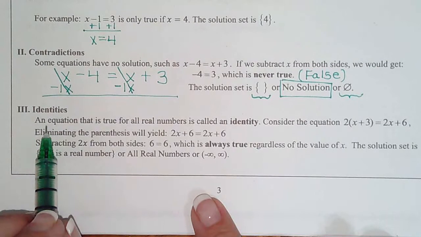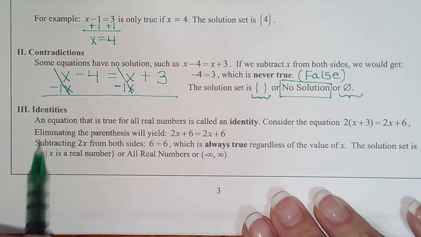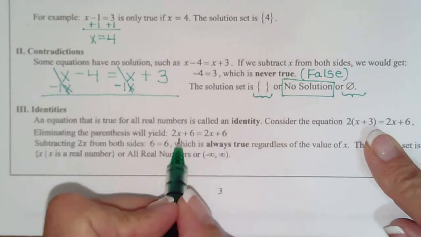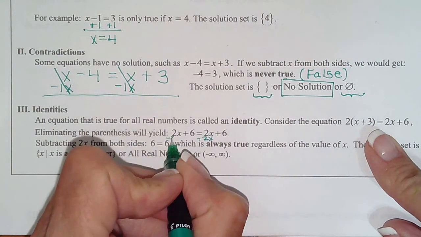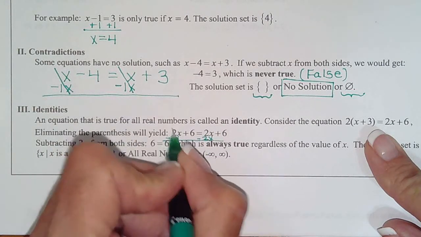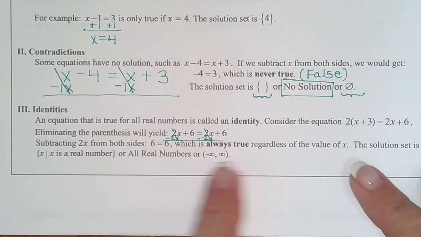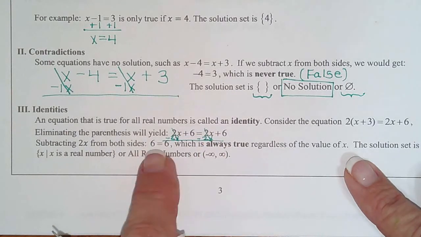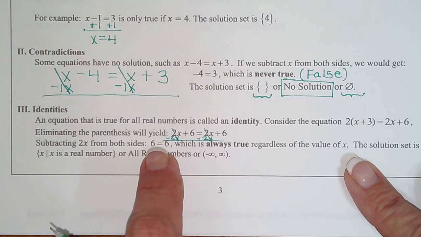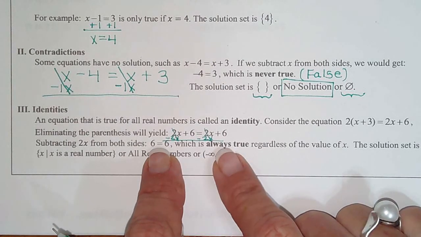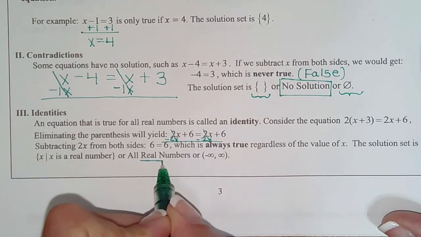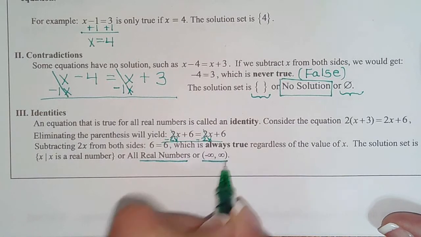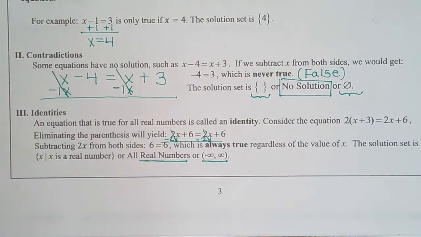And then the third type that we're going to see is, okay, so we have an equation, 2x plus 6 equals 2x plus 6. We go to subtract 2x from both sides, and we get 6 equals 6. Because the 2x cancels there, the 2x cancels there. Well, this time it's not a false solution. 6 does equal 6. It's always true. So when it's always true, we write all real numbers, or this is the interval notation for all real numbers.